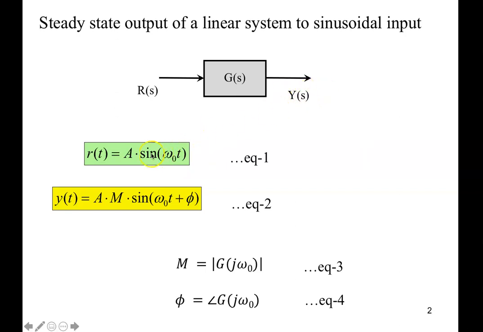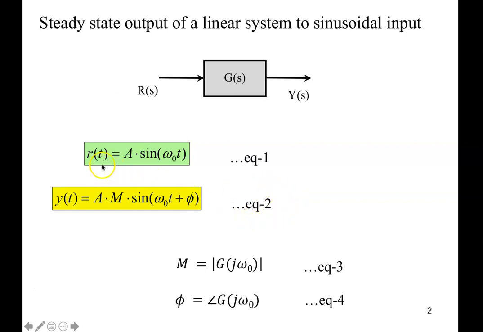What we are looking for is the output response. Of course, when you apply a sine wave to the system, you will have an initial transition period that rises up and then settles down. But we are interested in what happens to y(t) after the system response settles down. Now equation 2 tells you what should happen.